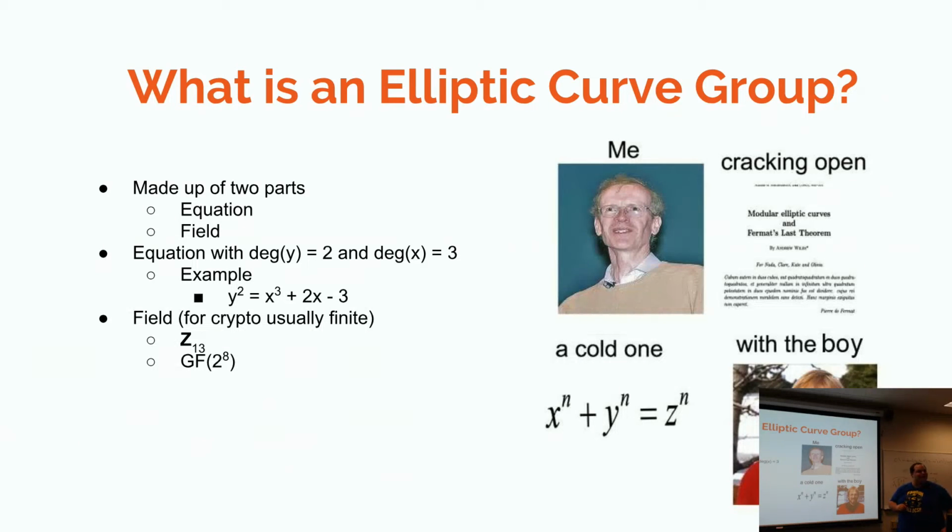Right, thank you for making me clarify that. So when we go back to this slide, and I said it was made up of two parts, the equation and the field, what I was saying is that when you put in values within the field that you're working in into this equation, it will either be true or not true, right? For example, if these were integers and I put x equals 0, y equals 1, then I would have 1 equals -3.